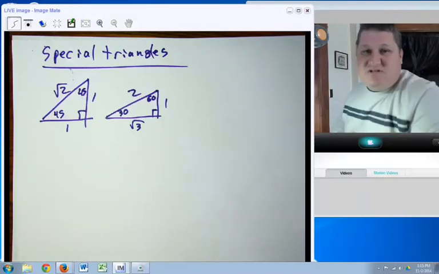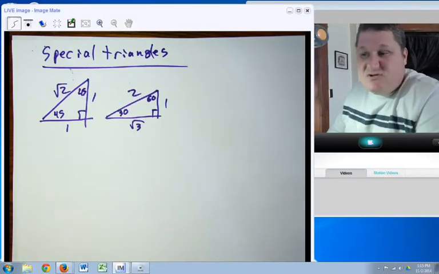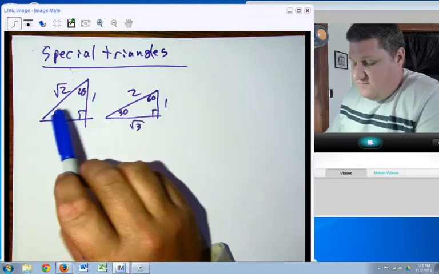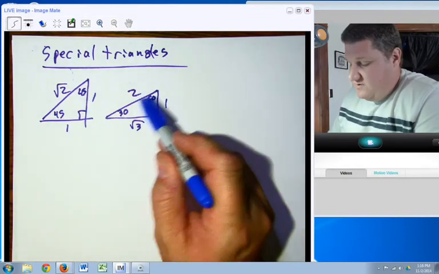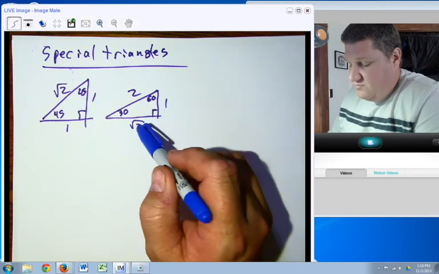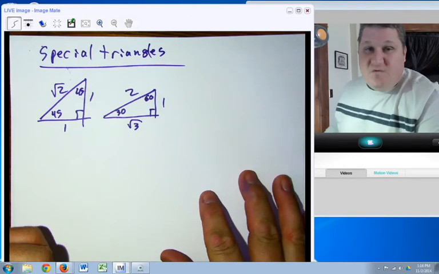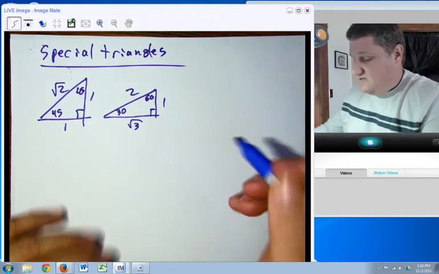Okay, ladies and gentlemen, we have a special segment on special triangles. Now, special triangles: 1, 1, root 2 for a 45, 45, 90. 30, 60, 90 is a 1, root 3, and 2. We already talked about those. Now let's talk about the 4 other special triangles you must know.